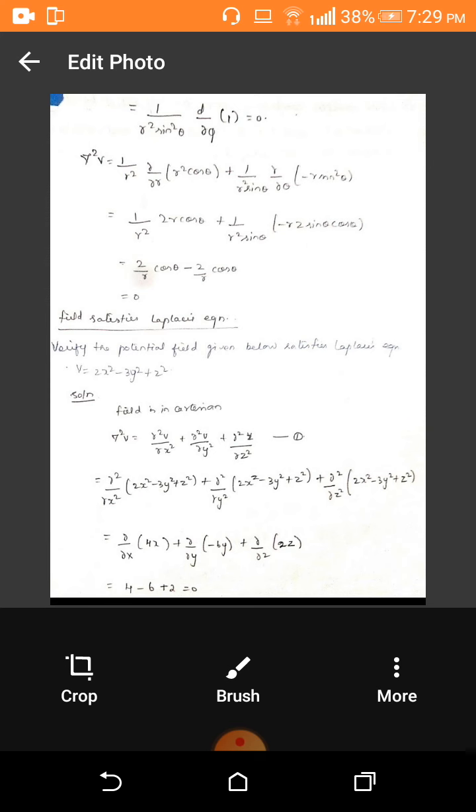So if you differentiate for the second time, with respect to x now you will be getting 4, with respect to y now you will be getting minus 6, with respect to z now you will be getting 2. So therefore you will be getting 4 minus 6 plus 2. So this will be equal to 0. So your del square V will be equal to 0. So this particular field also satisfies your Laplace equation.